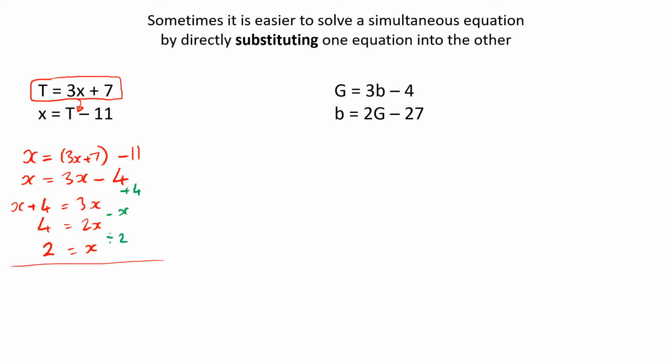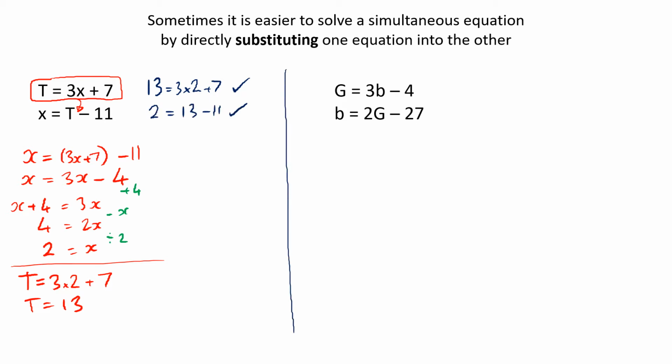Now we then want to get what t is. Don't forget we need to solve both these equations and we can use the top equation 3x plus 7. We can go this is 3 lots of 2 plus 7, so t is equal to 13. We could, of course, check that this works if we wanted. From the first equation, 13 equals 3 times 2 plus 7. That's right. And the second equation is telling us that 2 equals 13 minus 11, which is right as well. So yeah, that's the general idea. We sub it into the other thing.